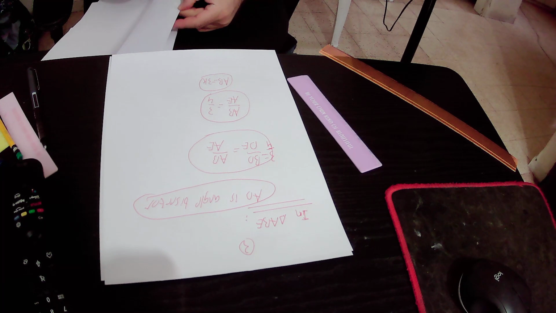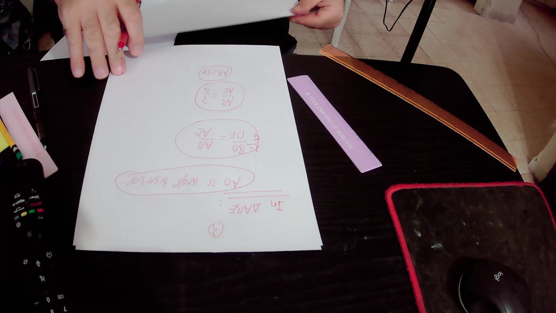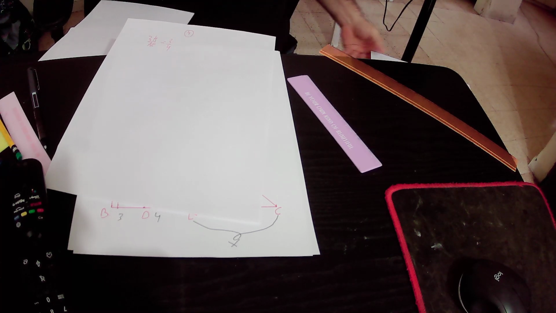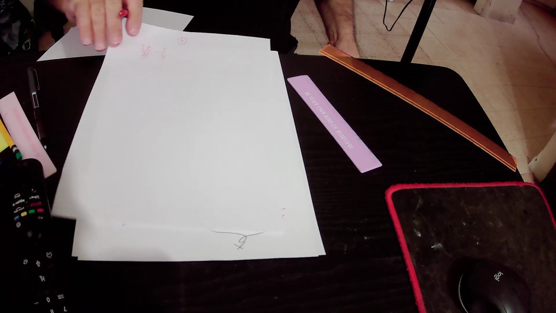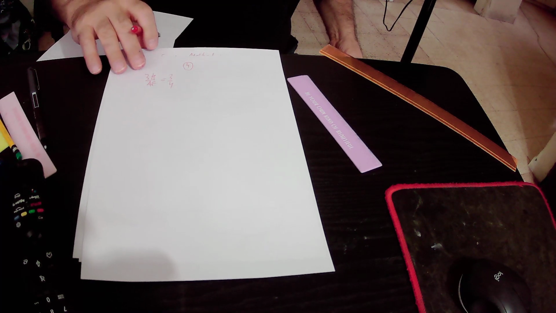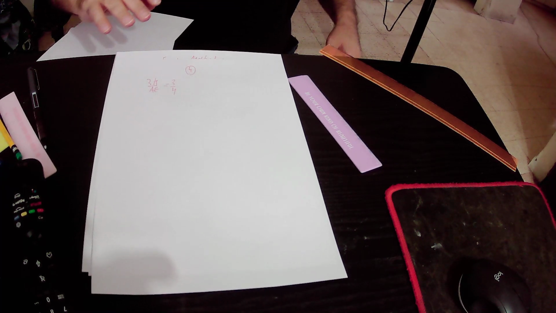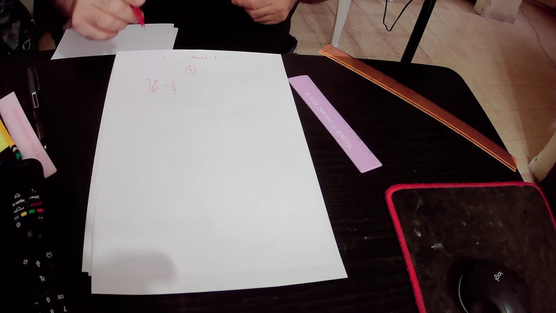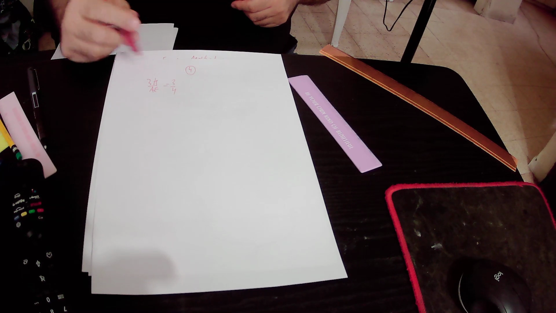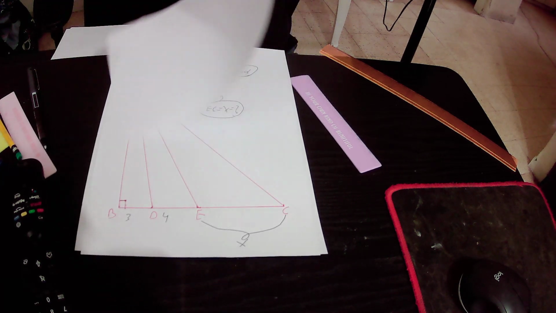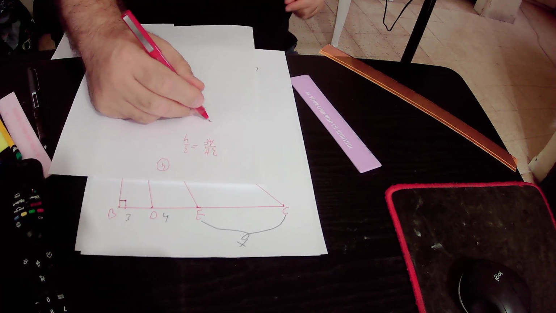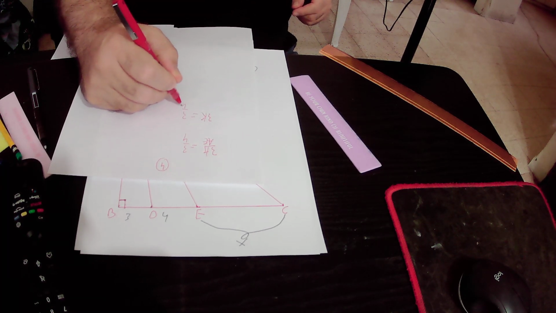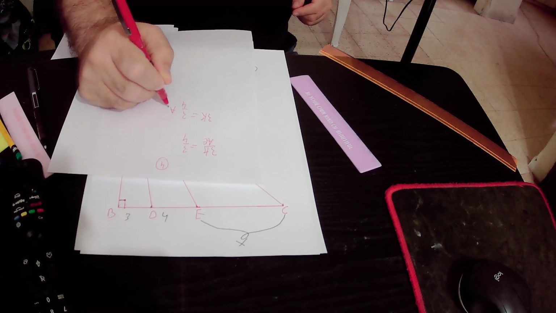Okay, so we got this equality that 3K over AE equals 3 over 4, and we will multiply this equality by AE, and we will get that 3K equals 3 over 4 times AE.